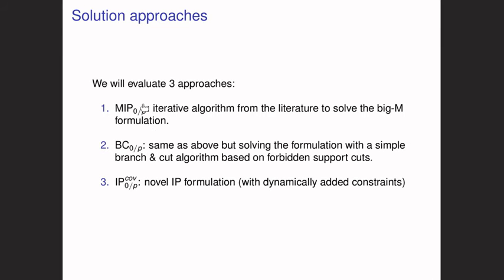So about computational approaches, we will evaluate three approaches. We will evaluate the original MIP formulations from the literature. We will evaluate our novel pure integer program formulation, with dynamically added constraints as the algorithm to solve it, and also we will evaluate this BC algorithm, which is called a branch and cut algorithm, which is the original formulation, but also using the forbidden support inequalities as cuts to try to improve a little the performance of the algorithm.